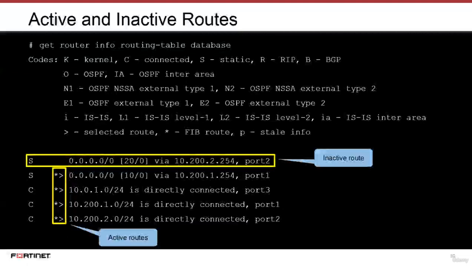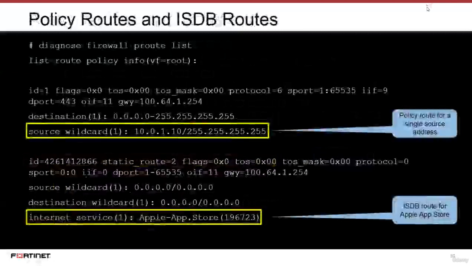Routes are marked as inactive when the corresponding interface is administratively down or has its link down, or when the gateway is detected dead by the link monitor feature. Policy routes and static routes created using ISDB addresses are not added to the routing table. They are added to the policy routing table. These routes can be displayed using the CLI command shown on this slide. The command lists all the active routes in the policy routing table.